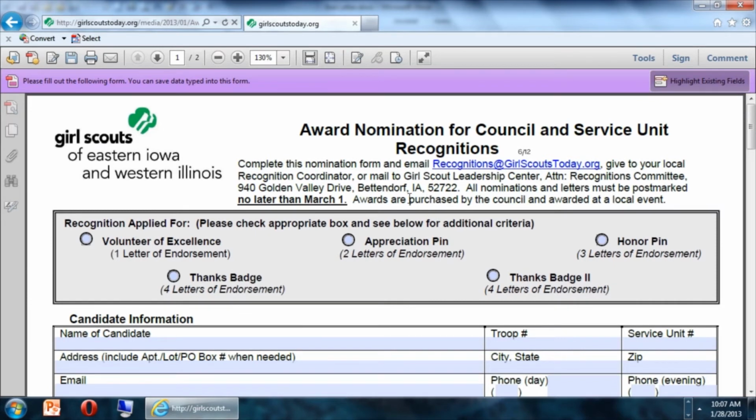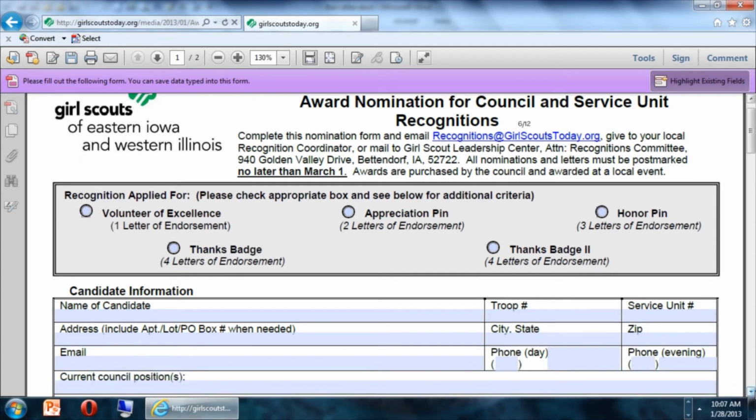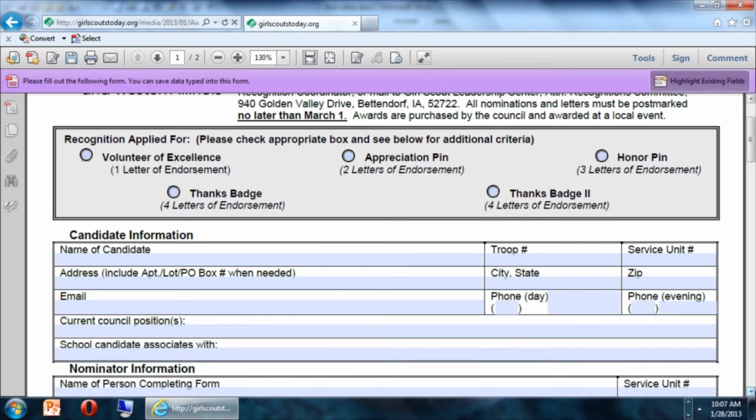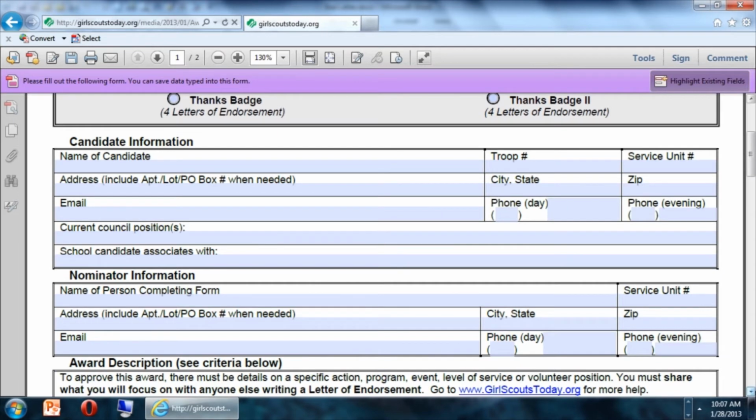The first thing you see are the check boxes. That is the recognition award that you are nominating for. So there's one form for all the awards we just talked about. Let's go down to the candidate and the nomination and nominator information. Next, you'll want to fill in all the blanks with the candidate's information. Please fill out as much as possible.